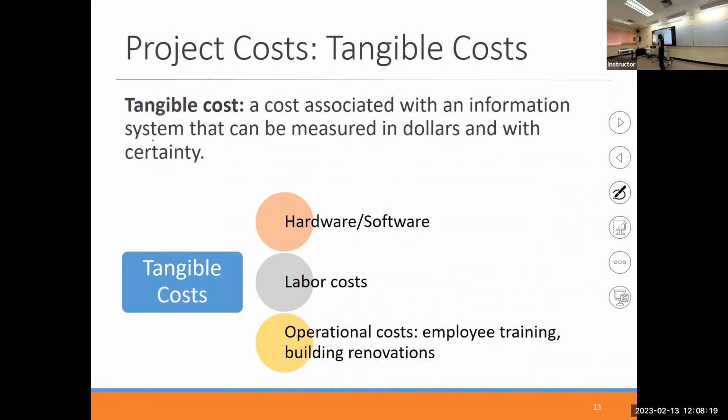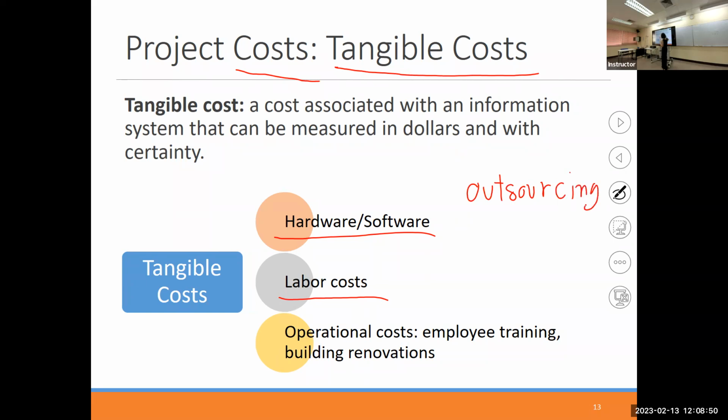Okay, in terms of cost, similarly, we can first consider tangible because these are real money value companies must provide. Tangible costs are easy. Money you have to spend. Hardware, software that you have to buy. Labor costs, people you have to employ. Either outsourcing, depend, right? Outsourcing may be for developing a software. That is also an outsource, right?